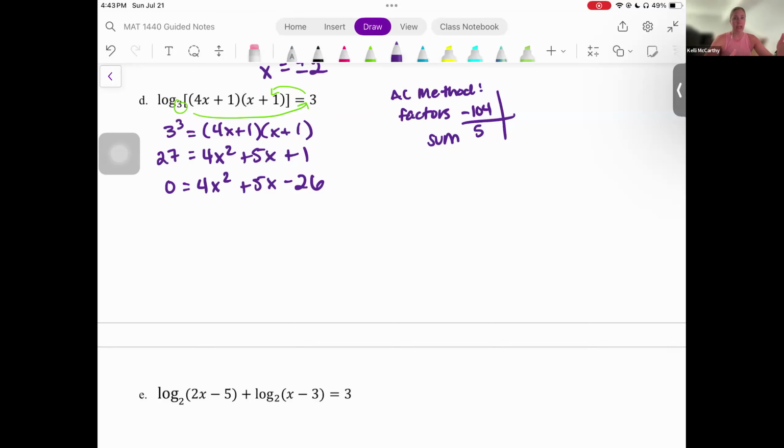So I started dividing 104 by 4. I didn't try it by 5, by 6, by 7. Eventually I got to 8. So 8 and 13 are factors of 104. Since the product is negative, one of those two values needs to be negative. Since I want them to combine to give me a positive 5, I'm going to make that 8 the negative value.